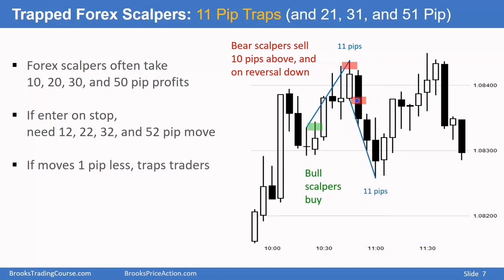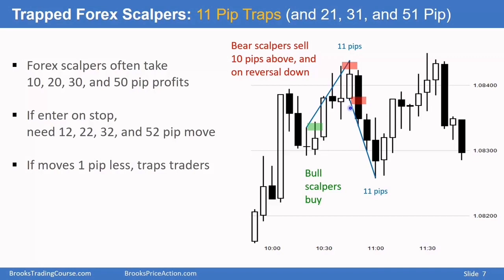Here, let's say you have bears expecting that you'll have trapped bulls and we'll get a reversal down. This is a final flag. Maybe we'll come down here or below. In any case, let's say bears sell 1 pip below the low of this bull bar. The minimum scalp in Forex markets is 10 pips. The market therefore has to fall 12 pips below this bar to make their minimum scalp.